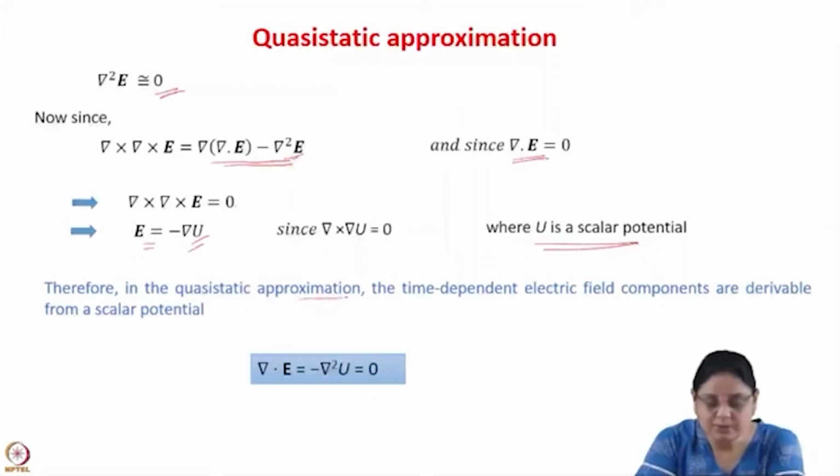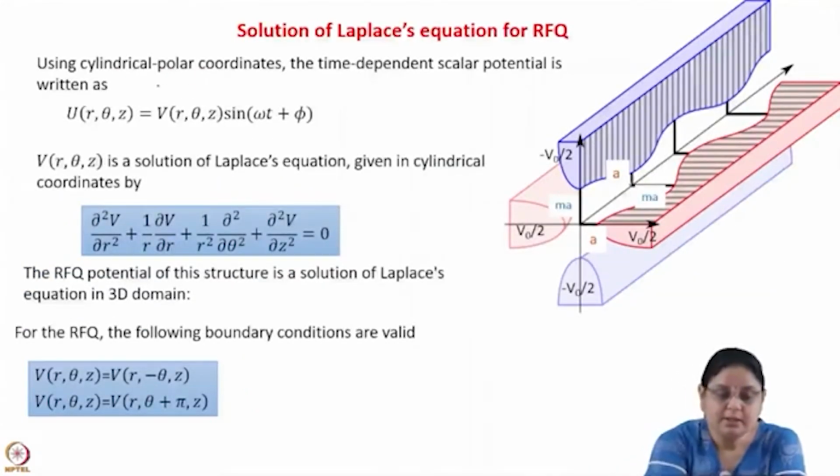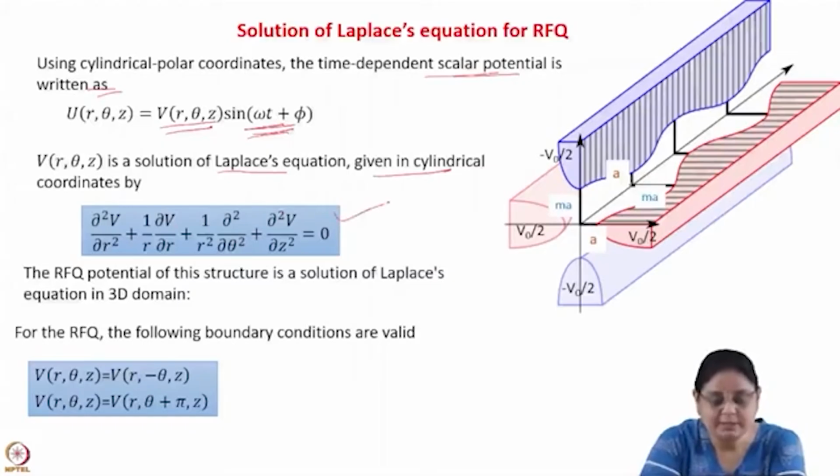So therefore in the quasi-static approximation, the time-dependent electric field components are derivable from a scalar potential. We can write divergence of E is equal to minus del square U, and this is equal to 0. So using cylindrical polar coordinates, the time dependent scalar potential is written as, so we have this potential which is space dependent, and this is the time dependence. The fields are time dependent, so we have sine (omega t plus phi). Now V(r, theta, z) is a solution of the Laplace's equation given in cylindrical coordinates by this expression.